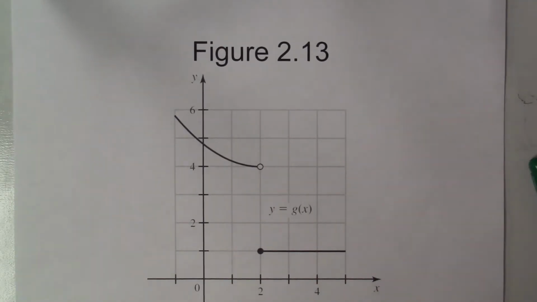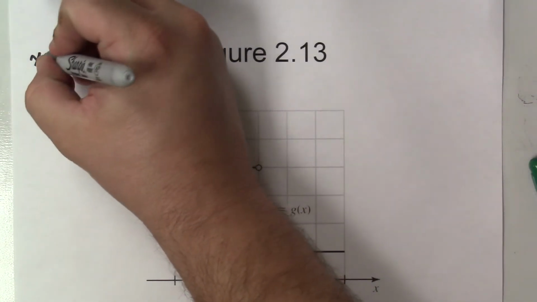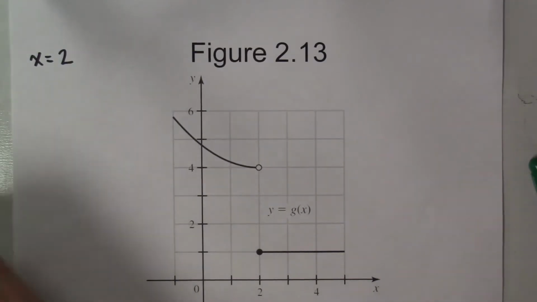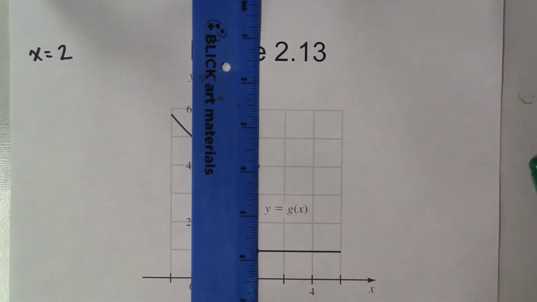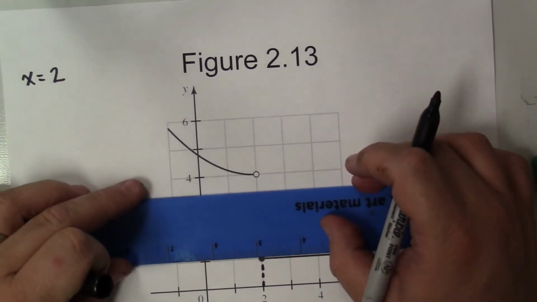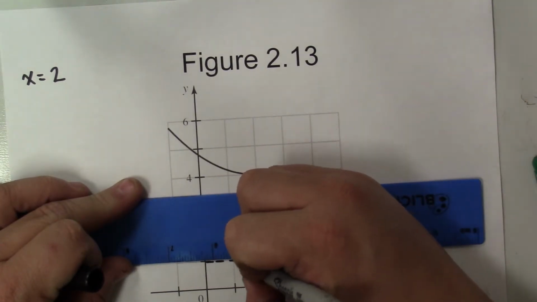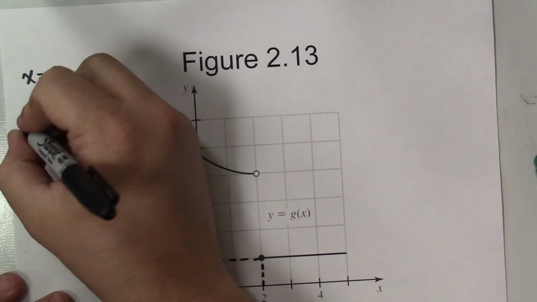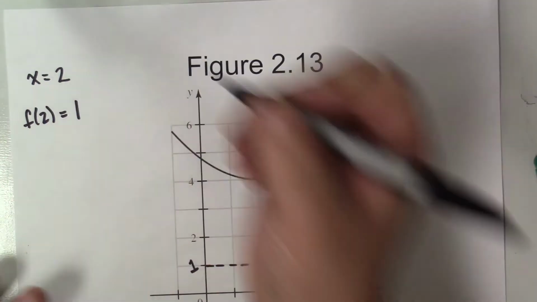Now, I want to look at an example that's very similar, but a little different. Here's figure 2.13. This is found on page 47 of your text. We're going to do exactly the same thing. We're going to look again at what happens when x is 2. Just like we did before, I'm going to lay down my ruler and mark up, and see, when I'm at 2, the function value here is 1. So we'll say f of 2 is 1.